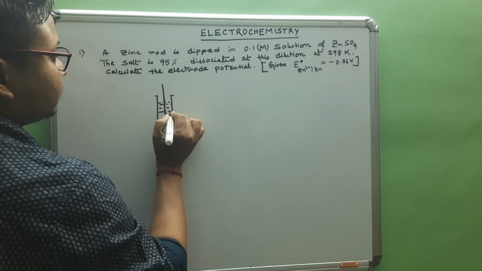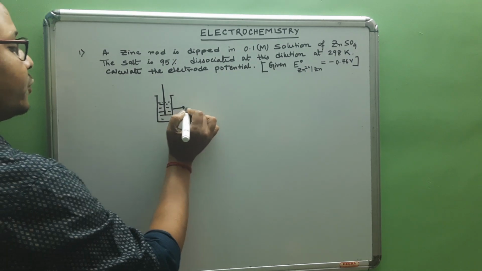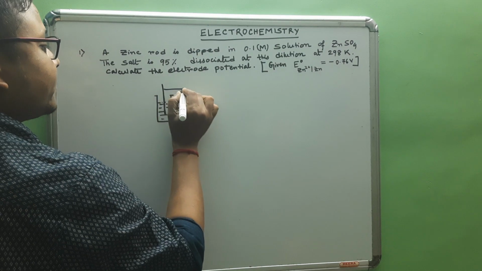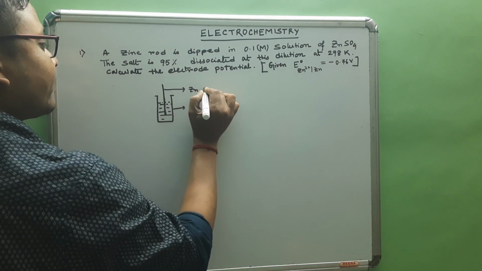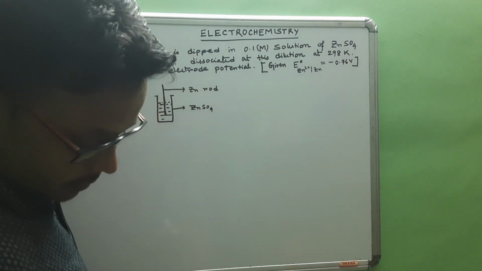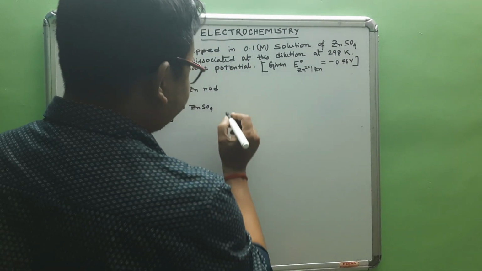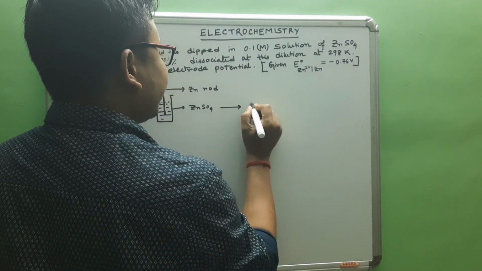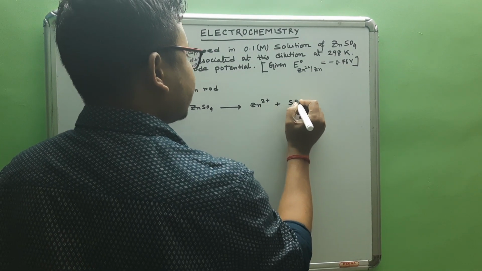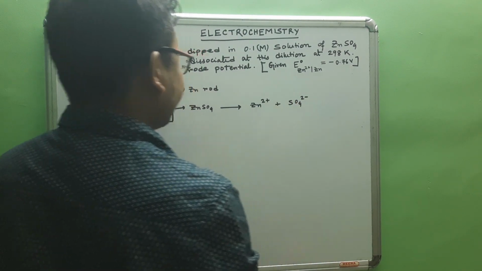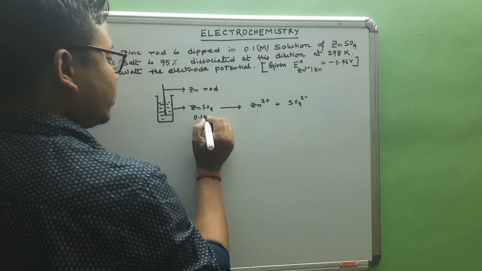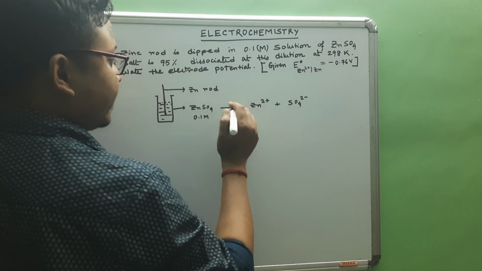like this. So this solution is zinc sulfate, and this is the zinc rod. So what happens in zinc sulfate? Basically, zinc sulfate dissociates as Zn2+ and SO4 2-. So the concentration of zinc sulfate is 0.1 mole, and it is 95% dissociated.